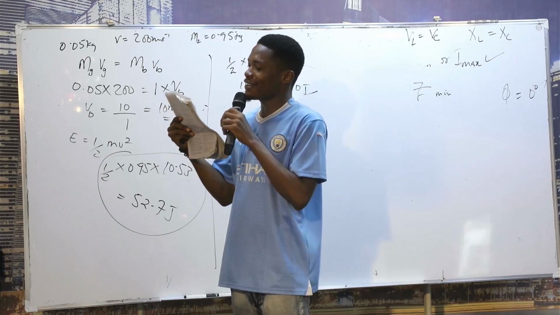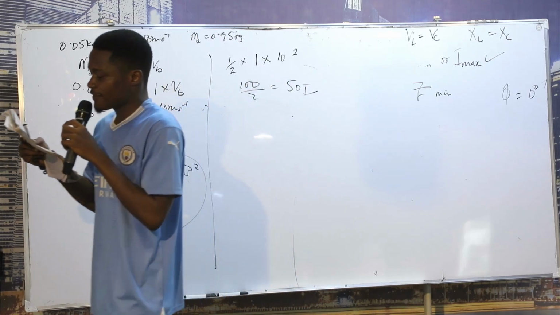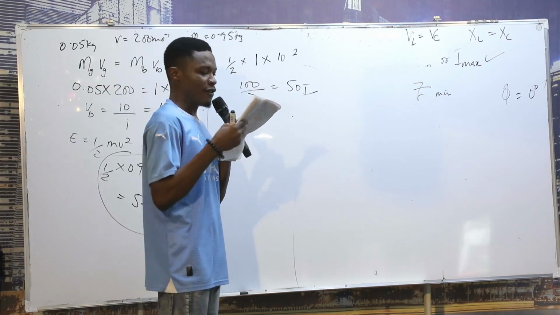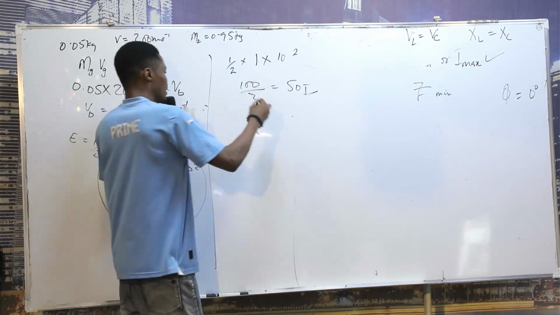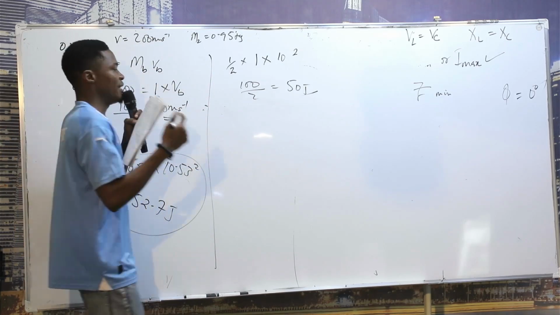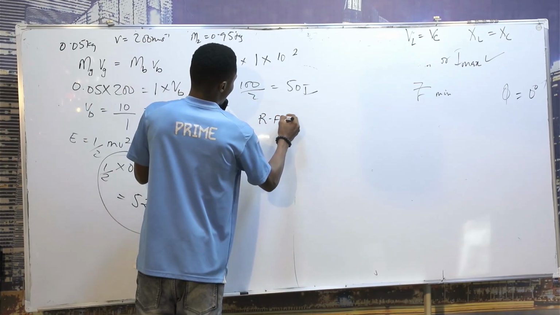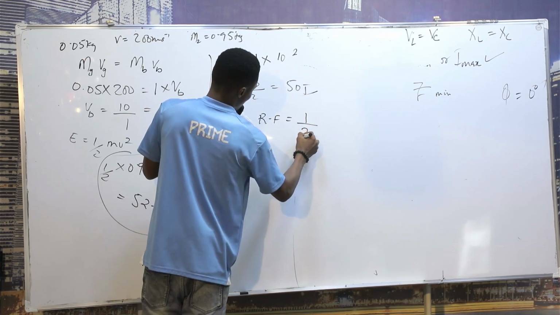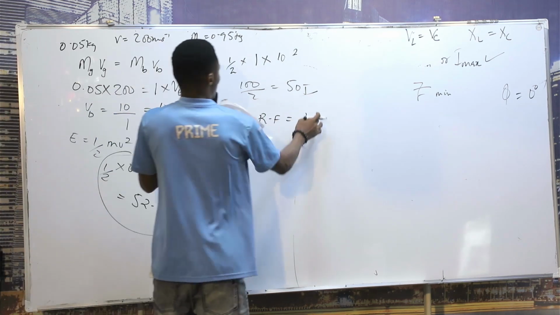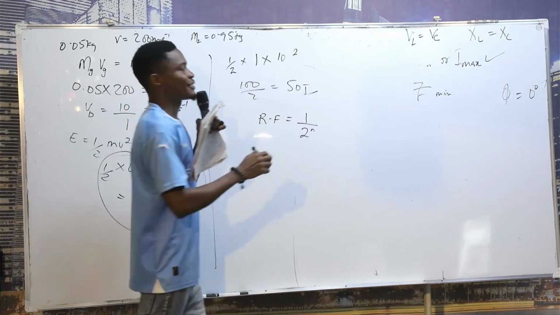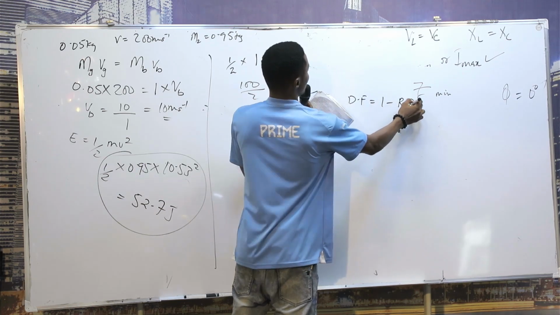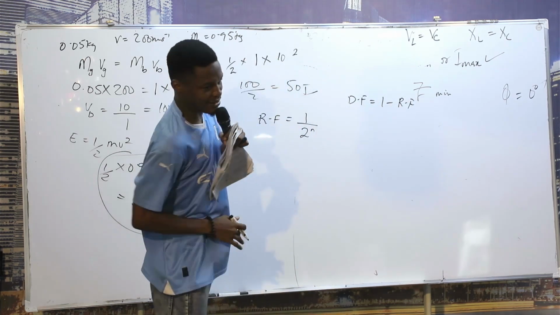If the fraction of atoms of a radioactive material left after 120 years is 1/64, what is the half-life of the material? Now, whenever they ask you about remaining fraction, remember that remaining fraction is equal to (1/2) to the power n. Another thing they can ask is about decayed fraction. Decayed fraction is 1 minus remaining fraction.